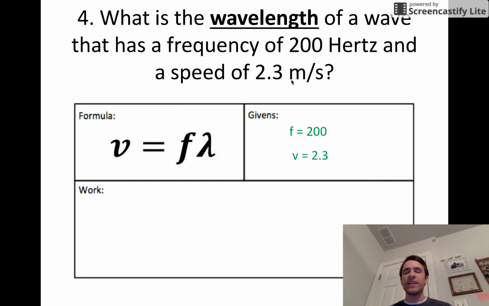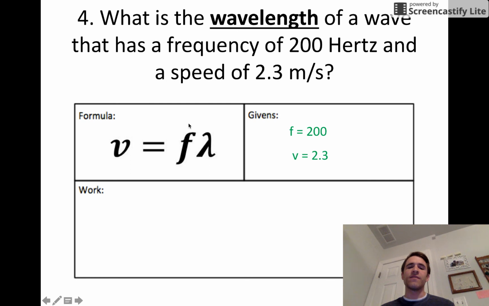Once again, guys, if you didn't catch something, please pause and go back so you can get it. That's the whole purpose of this video. So I'm going to take 200 and stick it in for F. I'm going to take 2.3 and stick it in for V. I'm going to leave lambda just like it is because that's what I'm trying to solve for. If I do that, it looks like this: 2.3 equals 200 times lambda.